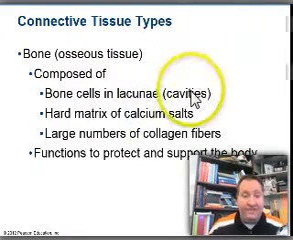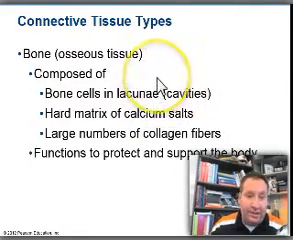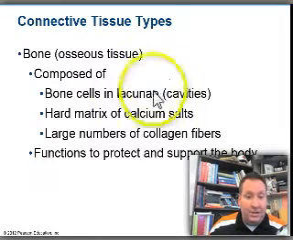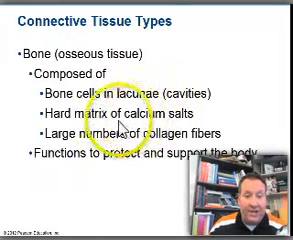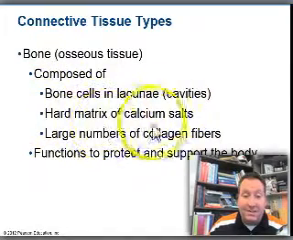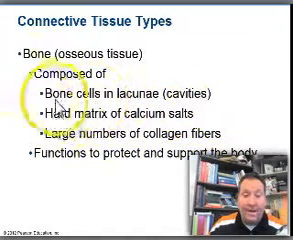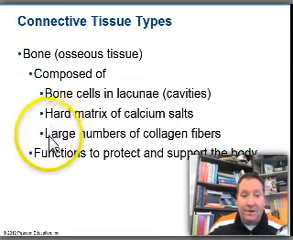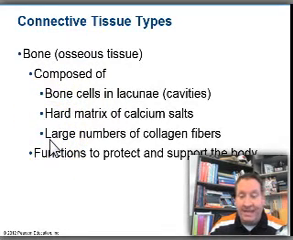The first type of connective tissue that we're going to take a look at is bone tissue. Now, when we look at bone tissue, basically it's a hard matrix. The matrix that's surrounding the cells themselves is mostly made of what we call calcium salts. The fibers that are present there are collagen fibers. The function of bone tissue is to protect and support the body.